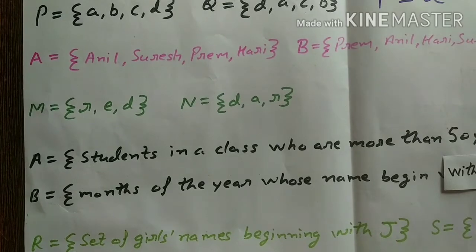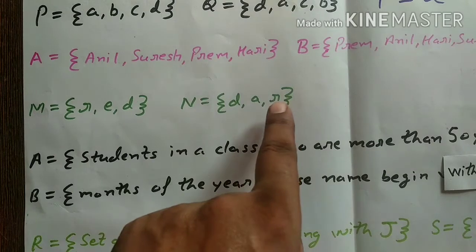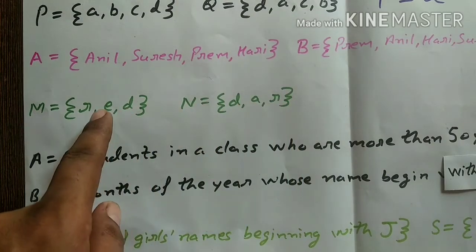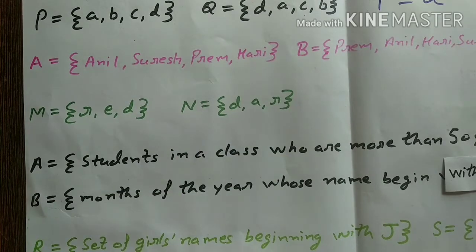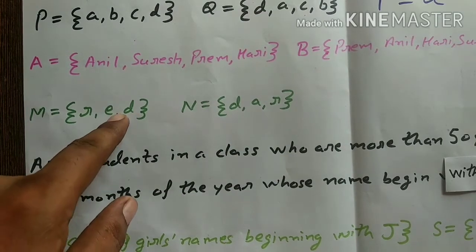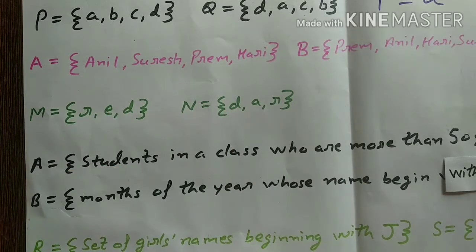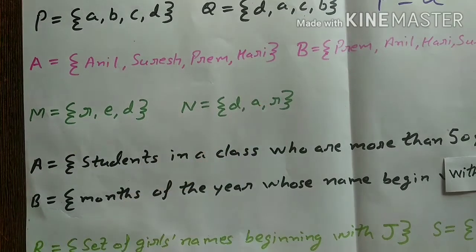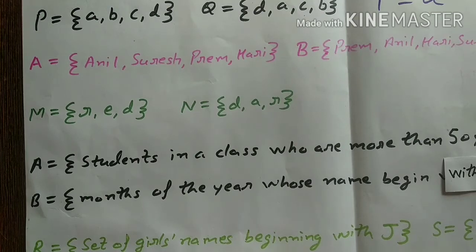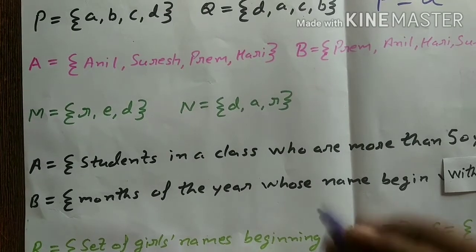Now, the third one is set M. It has R, and set N has R, E. In M there is no E. D is there in M and D is also in N. Now, here E is there and here A is there. One member of set M is not the same as a member of set N. So, set M is not equal to set N.